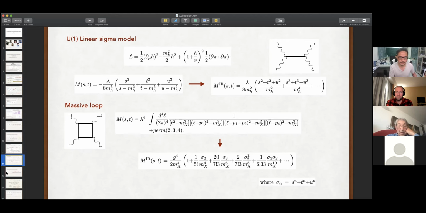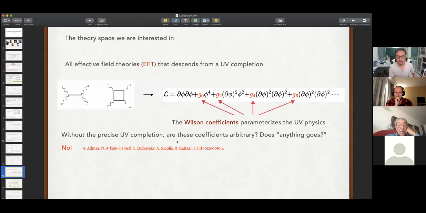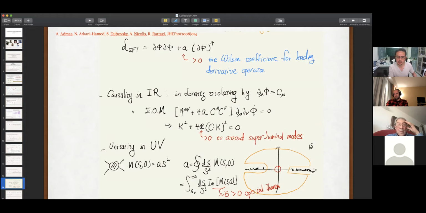So naively, without the precise UV coefficients, one might think that these coefficients are just arbitrary. But of course, we know that actually this is not true, and this was presented in a very nice paper, I think around 15 years ago, by Adams, Arkani-Hamed, Dubovsky, Nicolis, and Rattazzi. Let me just explain that in a very simple example. Let's consider an EFT with just the 4 derivative coupling here with some coefficient A. Naively, you would say from the low energy point of view, A can be arbitrary, but in fact, they proved that A has to be positive.